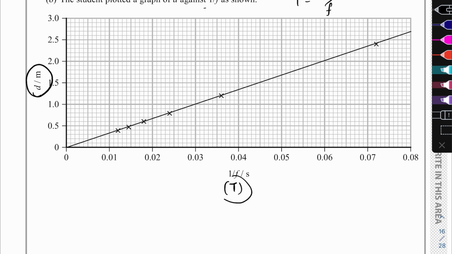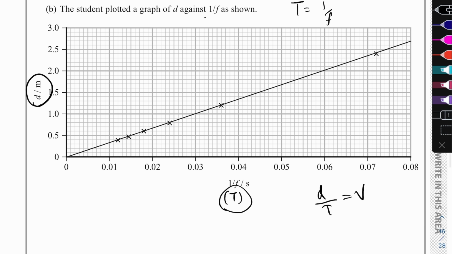Distance over time, or 1 over f, is what? Distance over time gives us what? Velocity. And that's the slope, isn't it? That's the slope. So we don't need to use 2 points. We can just use a point.